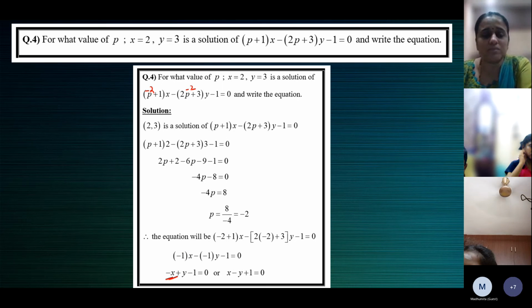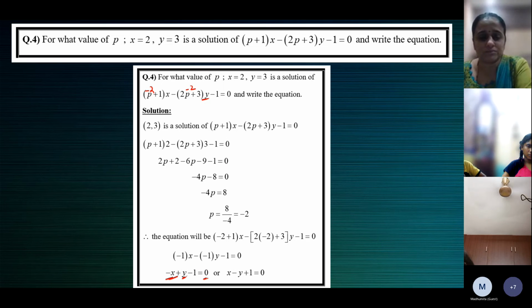And here 2 into minus 2, minus 4. Minus 4 plus 3, minus 1. Minus 1 into minus outside here is plus 1 or plus y. Plus 1y or y. Minus 1 is equal to 0.